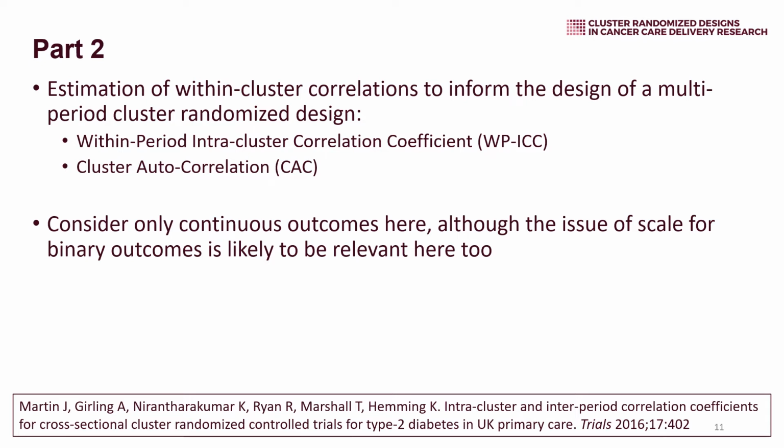We're only going to consider continuous outcomes for the multiple period design, although this issue of scale, logit versus proportions, is likely to be relevant for binary outcomes here as it was in the setting of parallel cluster designs. So that's to say, if you are interested in estimating within period ICCs and cluster autocorrelations for binary outcomes, it's probably appropriate to estimate those on the proportion scale and not the logistic scale.